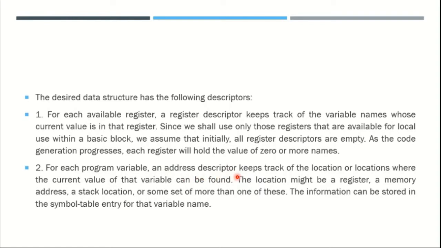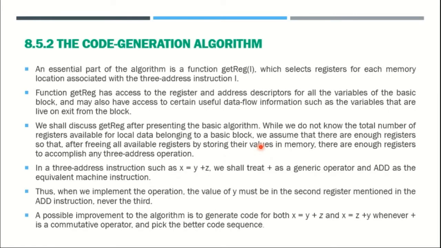So the address descriptor is responsible for keeping track of the location, and the register descriptor is responsible for keeping track of the values we are using to complete the particular instruction, that is, which registers hold them. With the help of these two functionalities, we can easily allocate registers for any three address code instruction during execution.